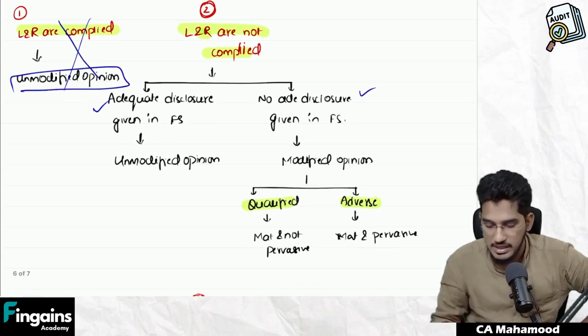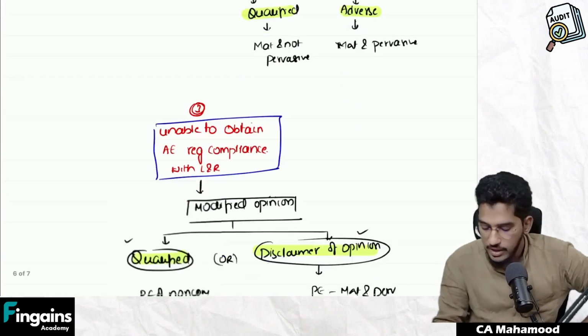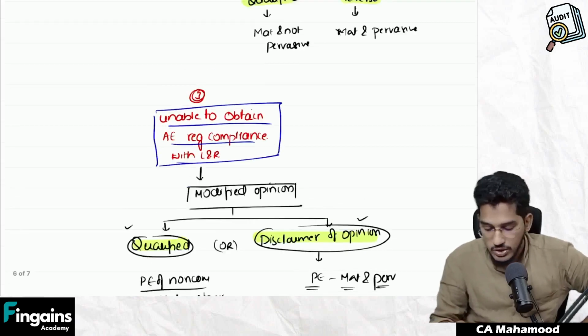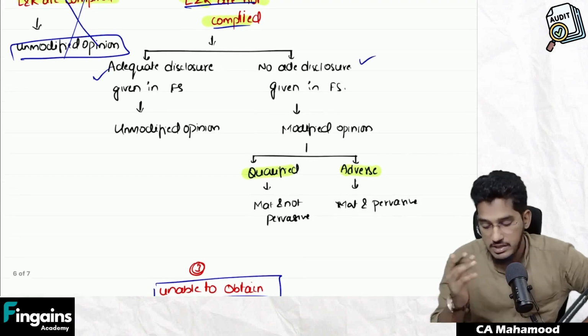This need not be separately stated. But when you need to modify, when laws and regulations are not complied with, or when you are unable to obtain sufficient and appropriate audit evidence. So I have even explained when you will give a modified opinion; the same thing they have explained in a paragraph format.